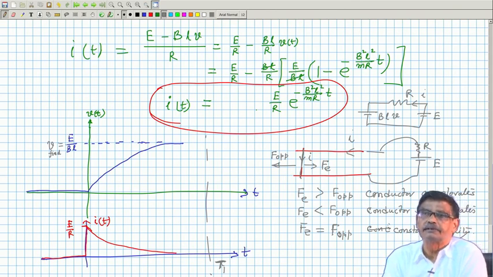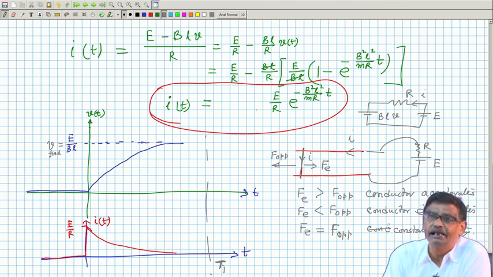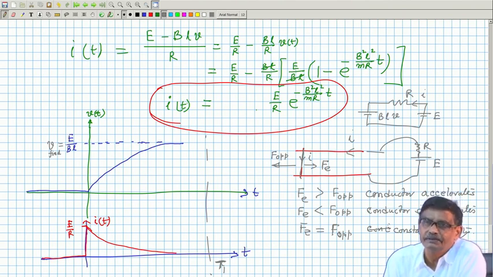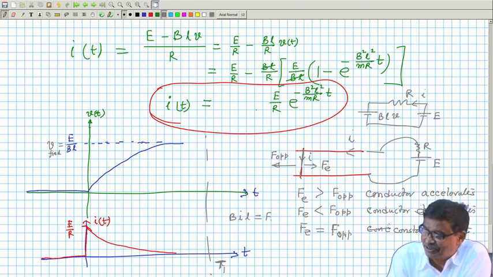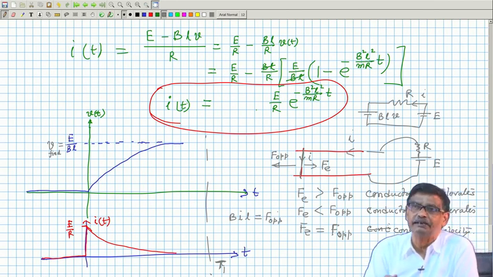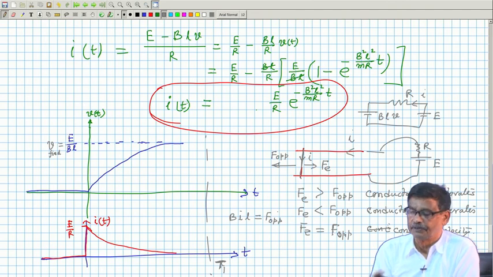And the moment it draws current, there will be BIL, is it not? So, what will be the final fate of the conductor? Finally, the conductor will run at that speed which will make this BIL equal to F opposition. See, as the speed decreases, it invites current from the source.